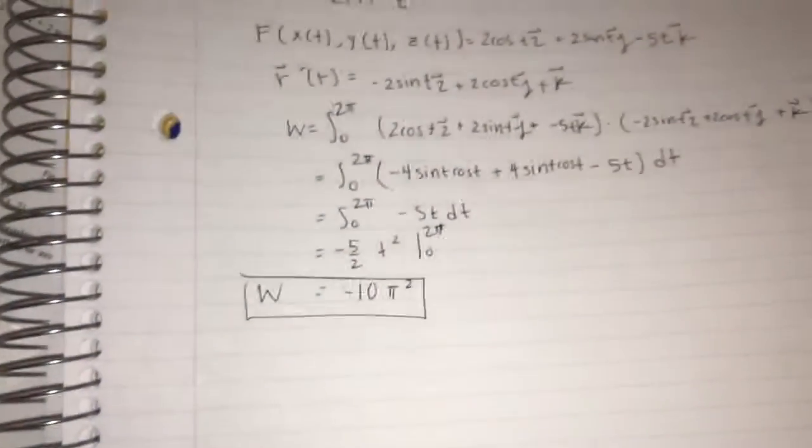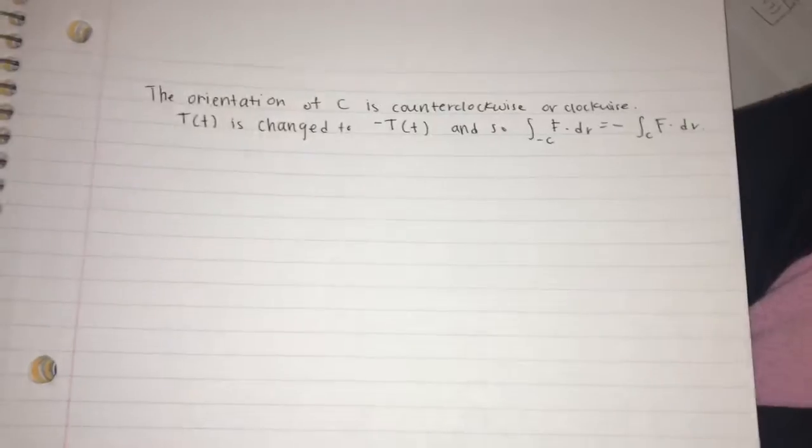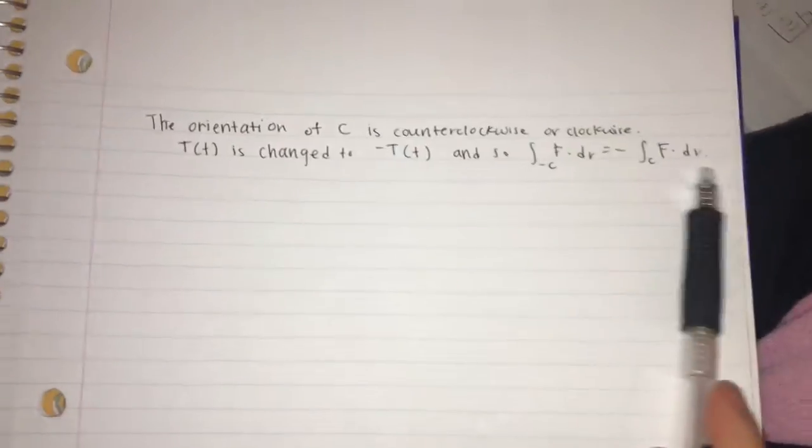That's the final answer. Okay, so just to note, the orientation of C is usually counterclockwise, which makes it positive. But if the orientation is reversed, then it would be negative, and so we would take on this form.